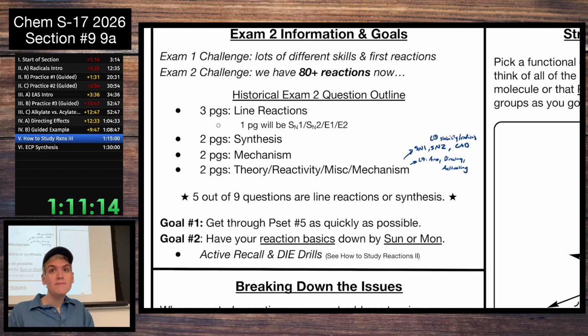And then Sunday and Monday, the first thing that you should be doing in your studying is getting all those reaction basics down: can I generate the product, and can I draw the mechanism for the mechanism questions? Those are active recall drill things. We've talked about a lot of this in our meetings. But now the question is, okay, maybe you have these reactions down, but how do we organize them? How do we put everything together?